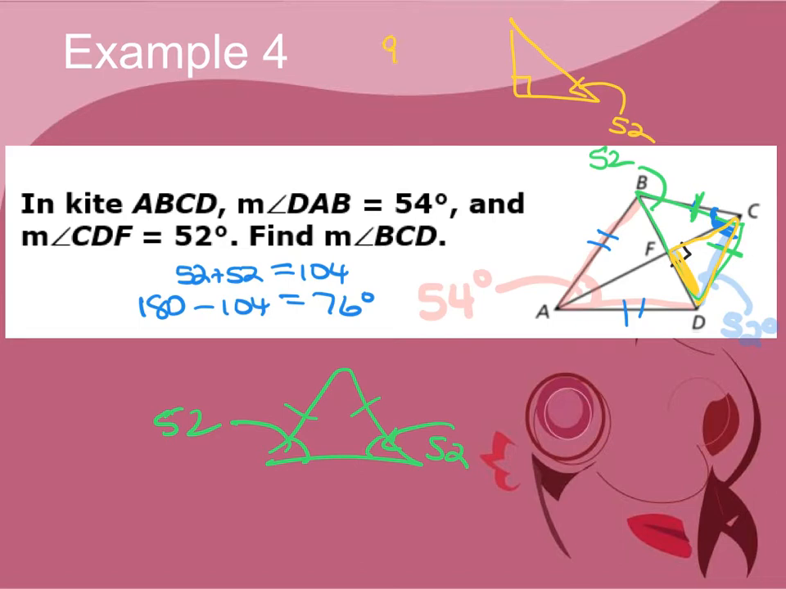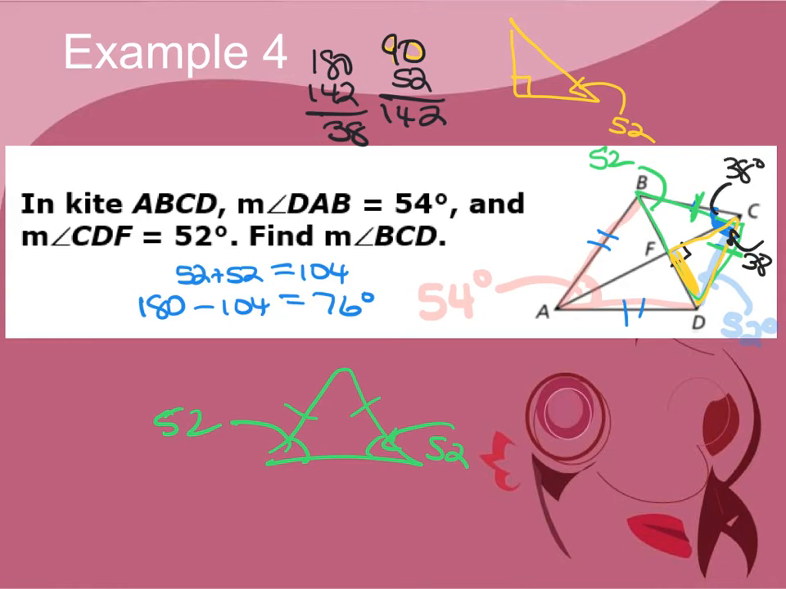I could add 90 plus 52, and then subtract from 180 and get 38 for this side, and then the other side is also 38. So 38 plus 38 gives me the same answer I got of 76. So a lot of these, there's more than one way to figure out the missing pieces. Again, we're going to pull in our prior knowledge of triangles to solve some of these missing pieces of the quadrilaterals.